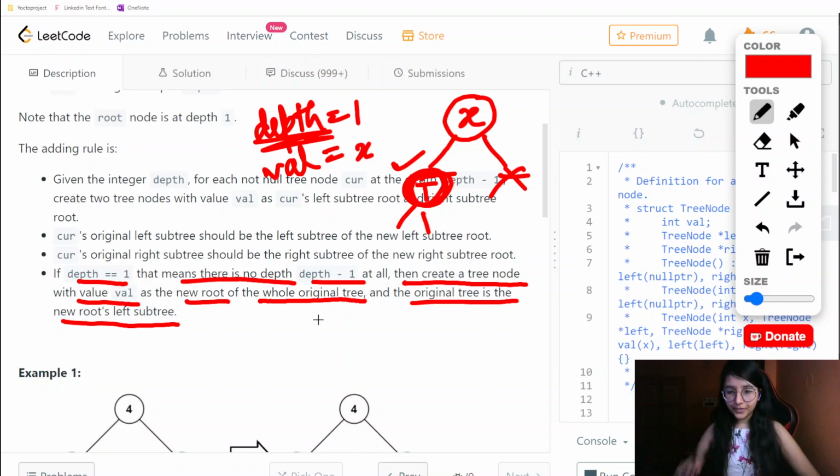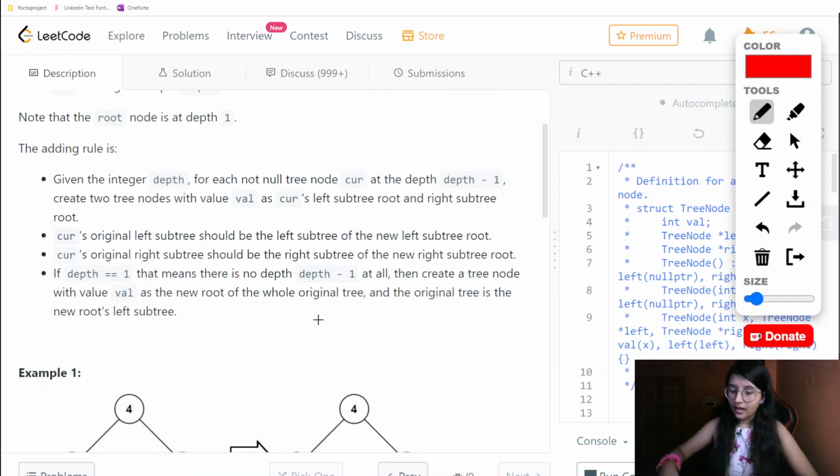So in the first case, which I had explained, that tree exists, and we are required to add our nodes at any particular depth. And the second criteria, which I have explained, is that if we are required to add this at depth 1, then whatever tree was there, we will be adding towards the left of this particular tree. So this is what we will be doing here. And now comes the part of how exactly we are going to do this question.